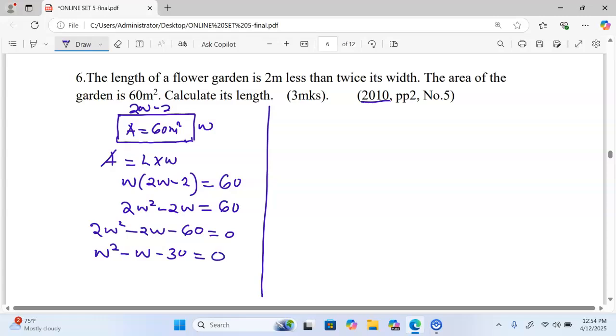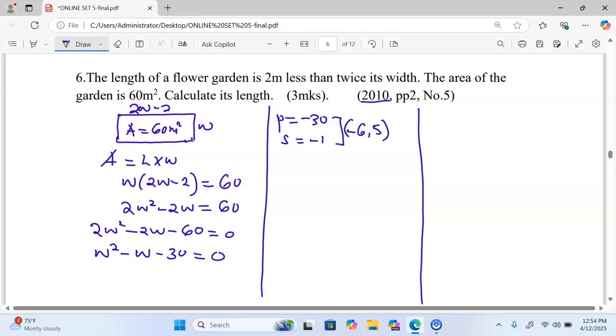This is a quadratic equation that we are going to solve using the product-sum method. The product is usually equal to the coefficient of the squared term times c. So our product is going to be minus 30. The sum is going to be equal to the coefficient of the linear term, which is negative 1. So we need two numbers whose product is negative 30 and whose sum is minus 1. This is going to be negative 6 and positive 5.